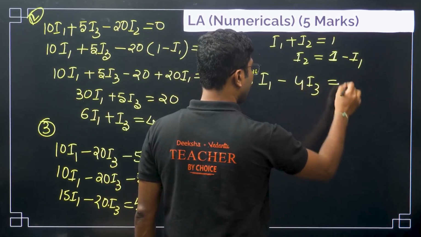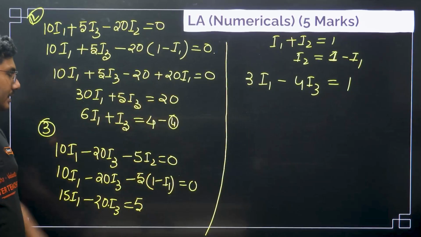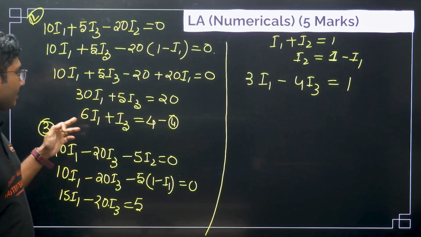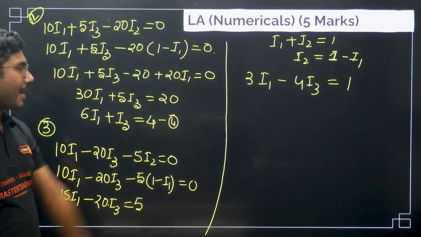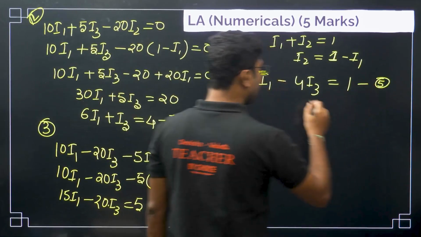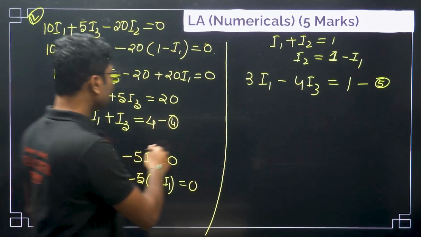Okay, if you divide each number by 5, you will get this equation. Now we are trying to find I3. So what we will do, we will multiply this equation by 2. This is equation number 5. So we multiply this equation by 2 and then we subtract it. So first we will write this.